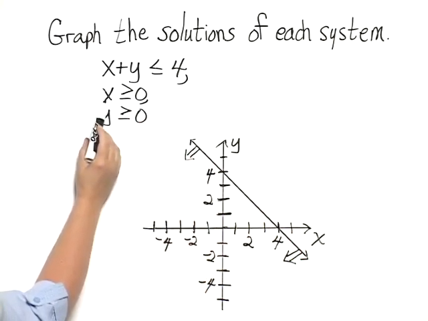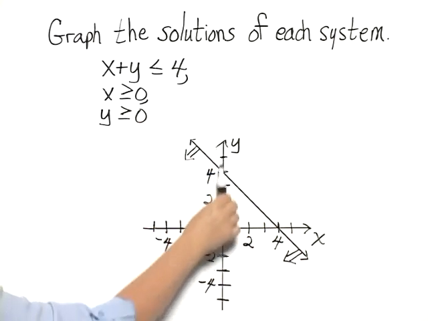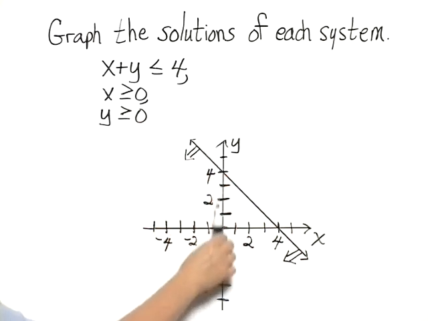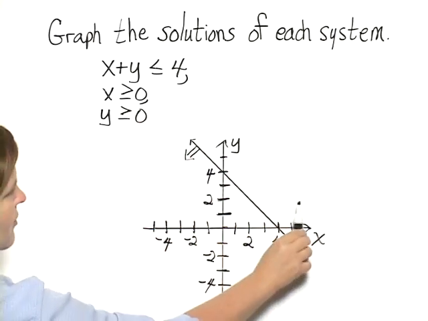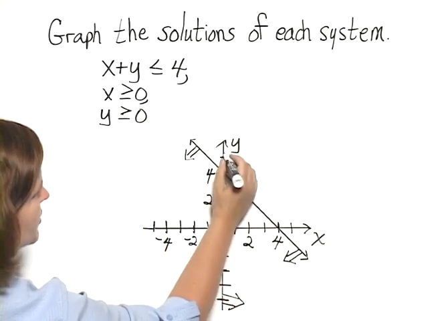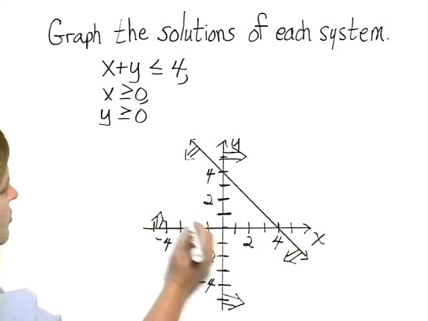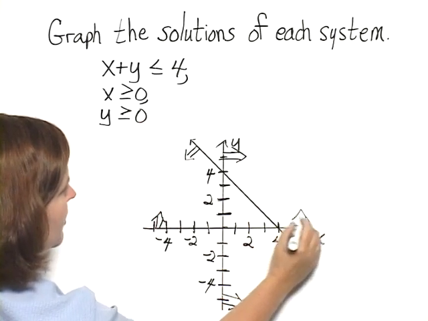This next inequality, x is greater than or equal to 0. Well, the line x equals 0 is the y-axis, because all along the y-axis x is equal to 0. So x is greater than or equal to 0 to the right of the y-axis. So I can again use my direction arrows here to show that I would shade to the right of the y-axis for that. Y is greater than or equal to 0 above the x-axis. So I can use my direction arrows to indicate that.